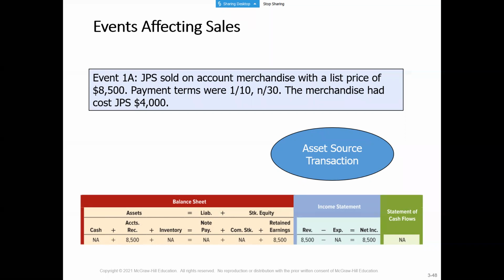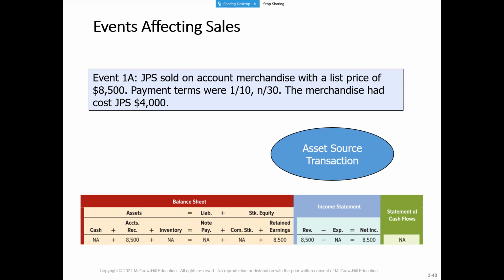And the payment terms on this event were 1/10 net 30. And the merchandise was apparently sold, and we'll find out how much of the discount our purchaser takes advantage of in the next event. So we sold on account. So we have accounts receivable involved, not cash.